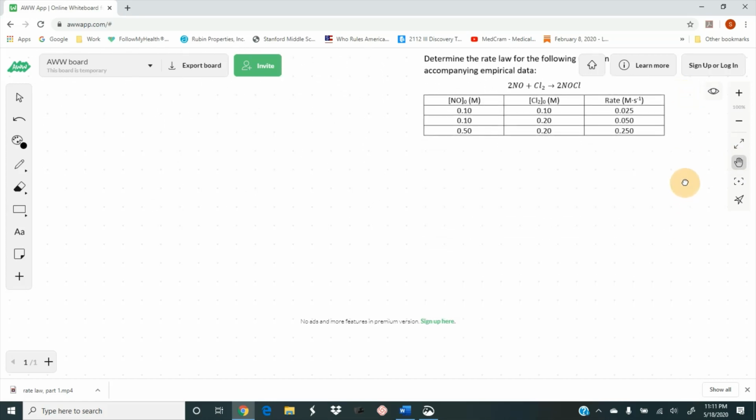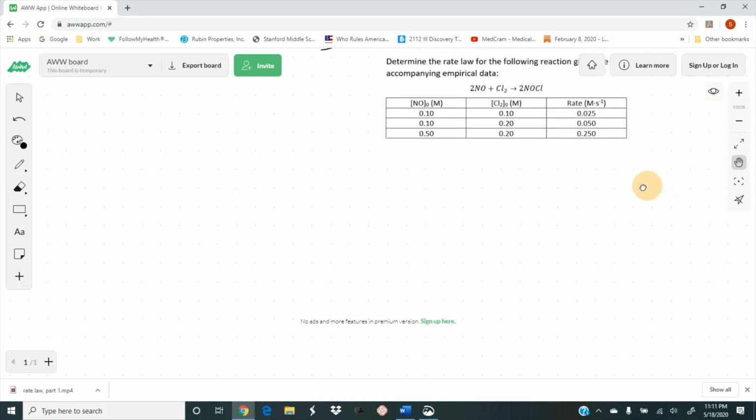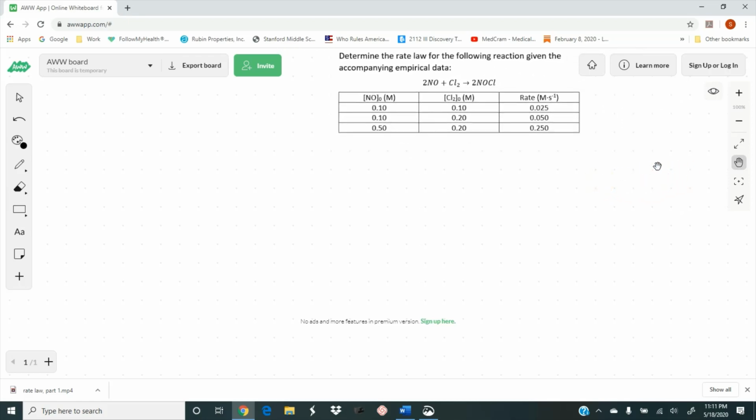In order to figure out X, I'm going to take another couple of experiments that have the same concentration of, in this case, chlorine. Those are 1, 2, and 3. And you will notice that experiments 2 and 3 have the same concentration of chlorine. So just like experiments 1 and 2 had the same concentration of NO, which allowed the concentrations of NO to cancel out so we could solve for the exponent of chlorine, now we're going to do the same thing with chlorine.